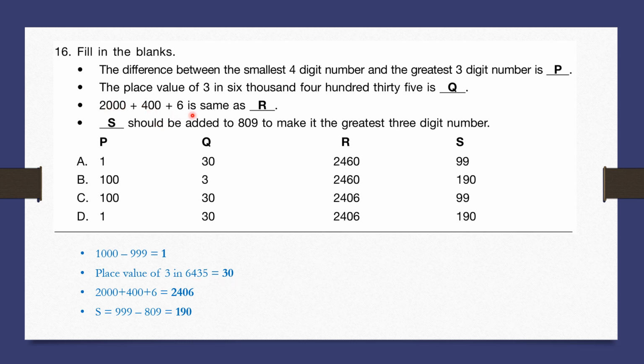2000 plus 400 plus 6 is the same as 2406. S should be added to 809 to make it the greatest 3-digit number. So S plus 809 equals 999. So S will be 999 minus 809, which is 190. So our answer is 1, 30, 2406 and 190, which is option D.